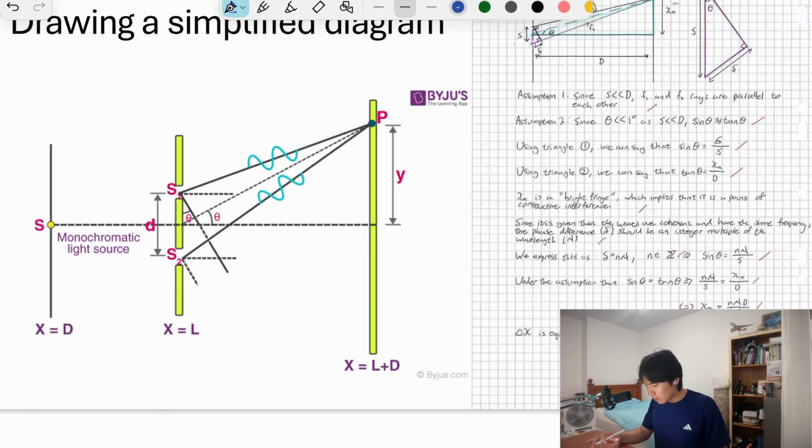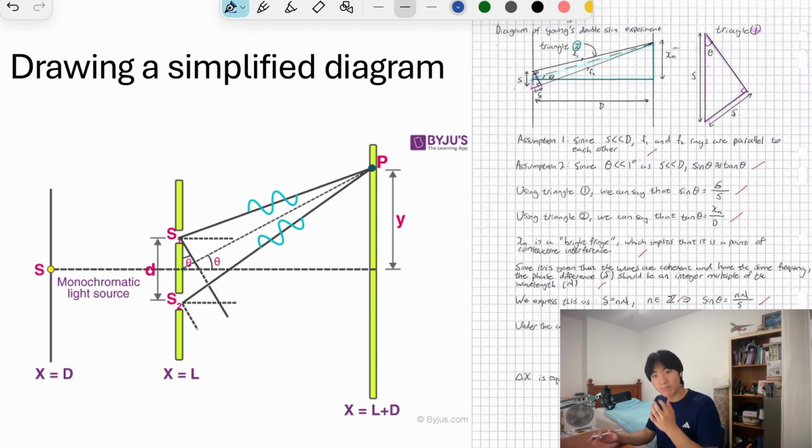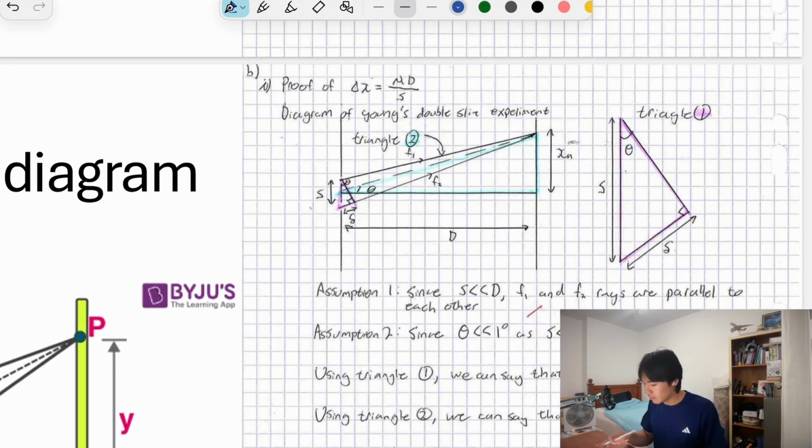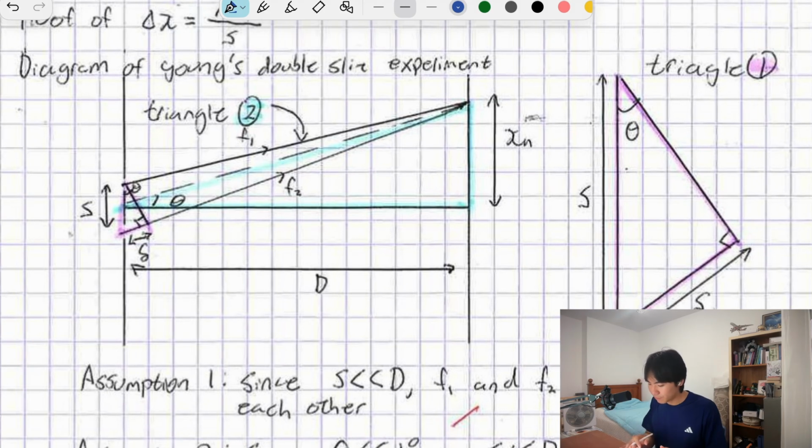Okay, so I said that step 1 is drawing a simplified diagram of this experiment because it's going to make it clear for the examiner as well as yourself that you do know what you're doing. This is how I drew my experiment. Generally when you're drawing this, you don't have to draw all of these experiments to scale. As you can see on my left hand side, this is my double slit. These are my slits.